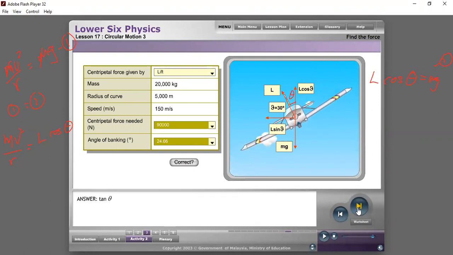tan theta. Okay, why do we need to divide by L? So that means if the force is like that, this is our L, this is the delta, this is L cos delta, and this is L sin delta. So tan delta is equal to L sin delta over L cos delta.